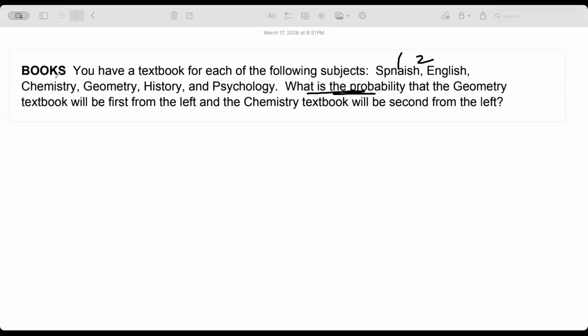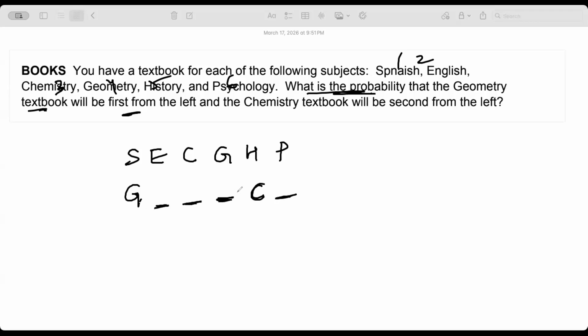So you have 1, 2, 3, 4, 5, 6 textbooks. You have to take the geometry book first from the left and the chemistry book second from the left. Spanish, English, chemistry, geometry, history, psychology. They want the geometry book to be first, so G's position is already placed. The chemistry book will be second from the left. So you have these spaces left out. How many ways are there to place books in here?